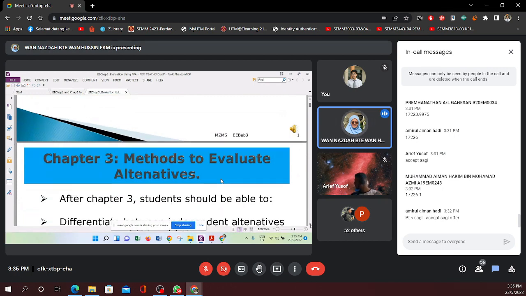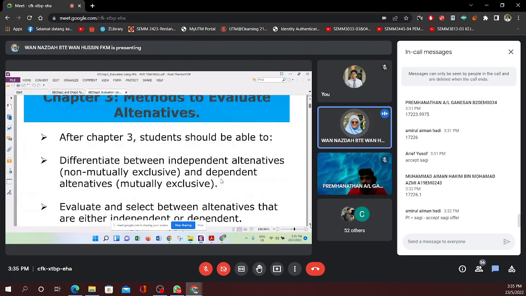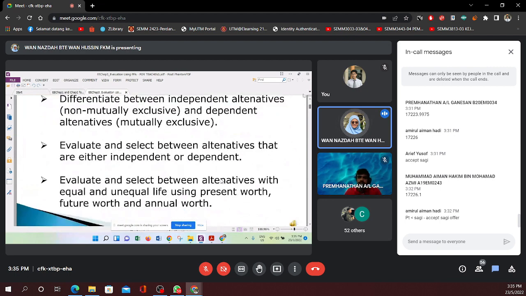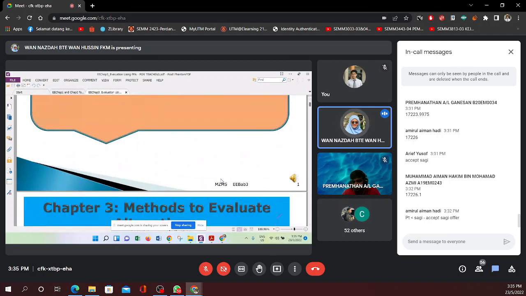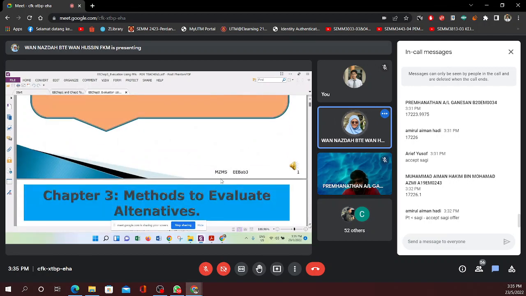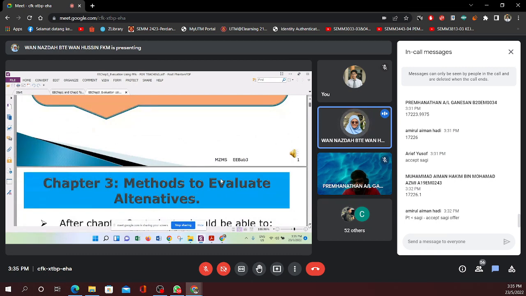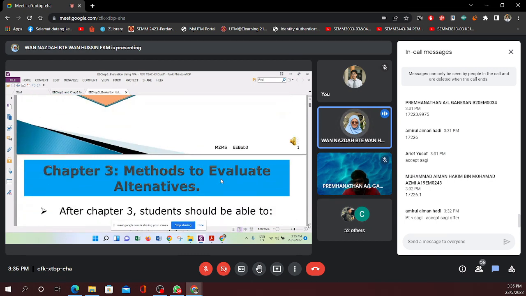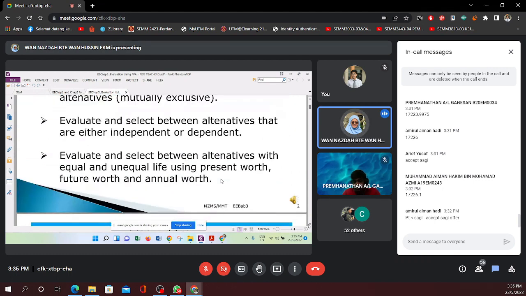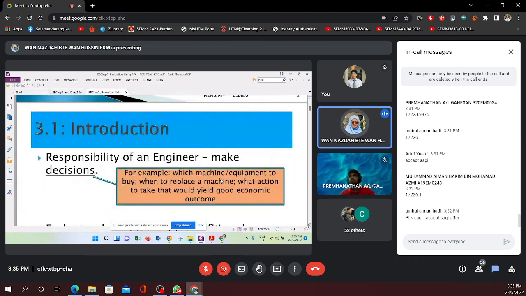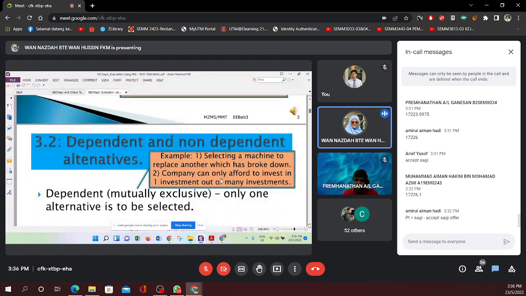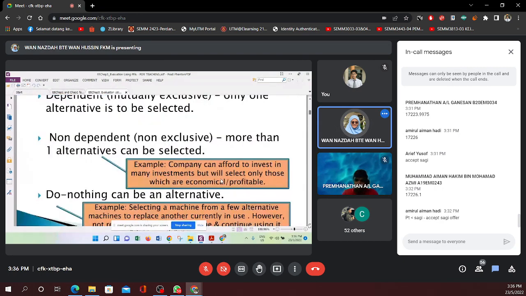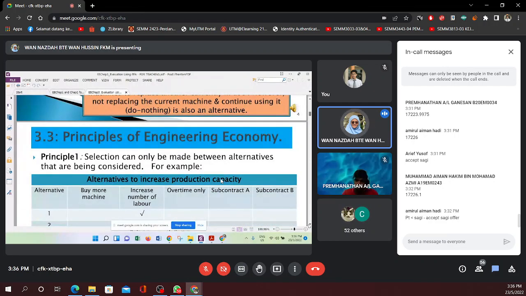There is no new knowledge for this part; we just use whatever knowledge we have covered so far. In this chapter you are going to be exposed to the methods to evaluate alternatives. These notes are self-explanatory, I don't even have to explain to you. You can understand by yourself by reading through all the notes.